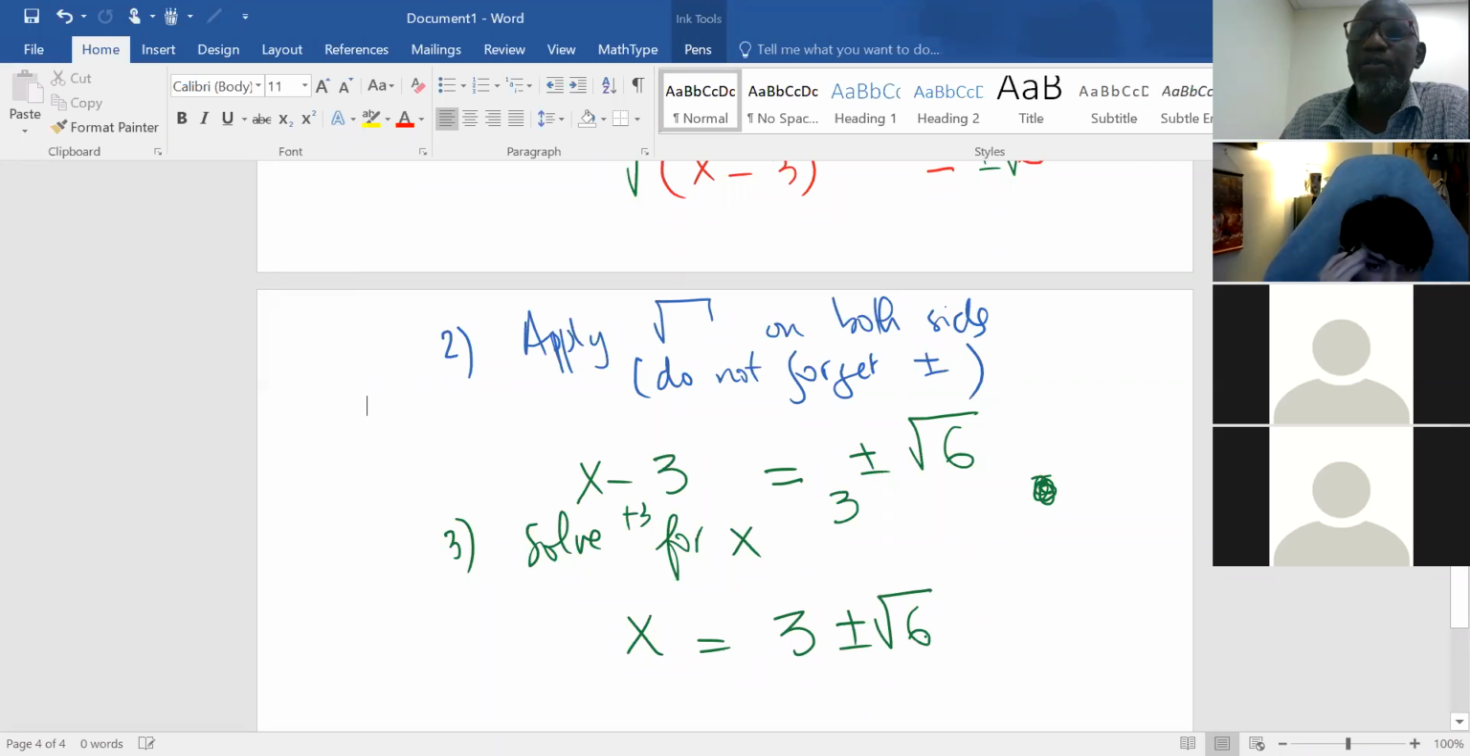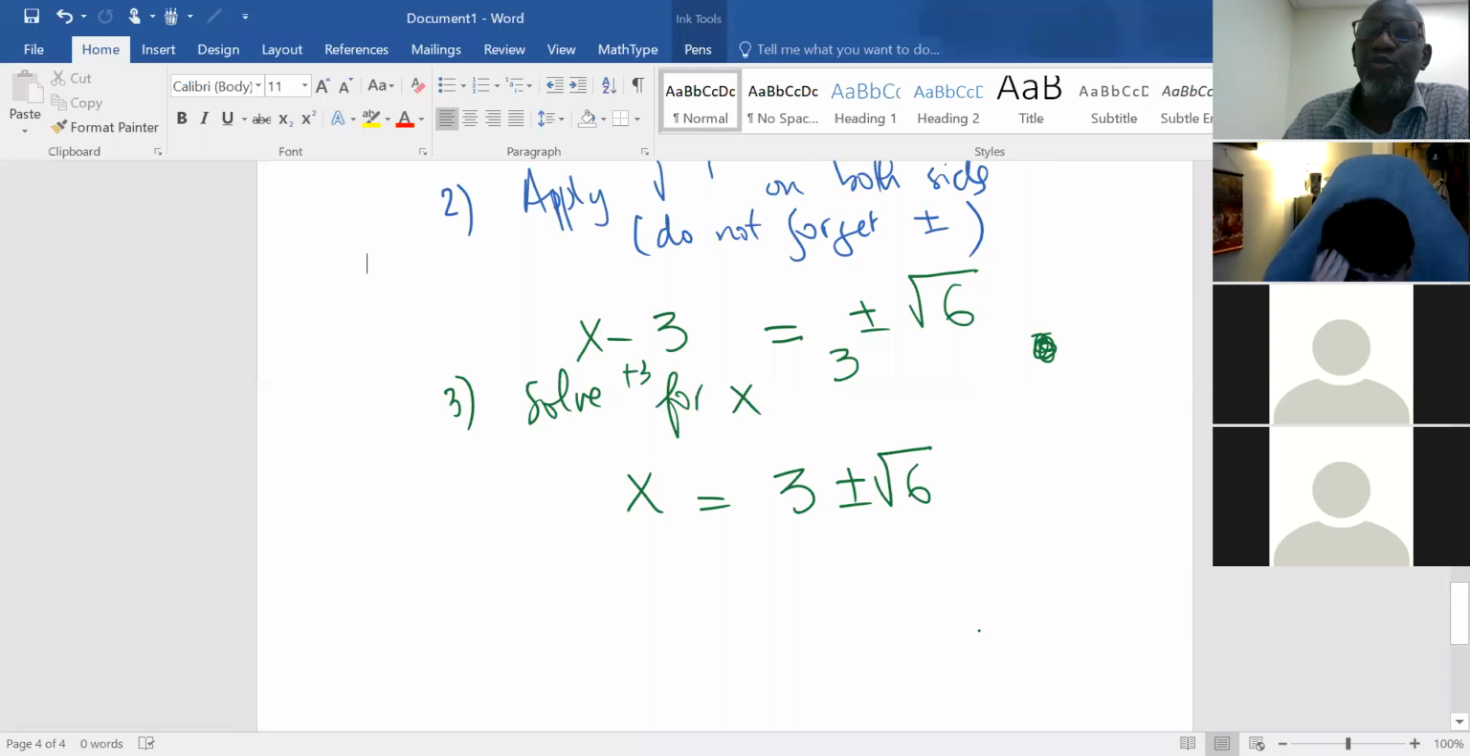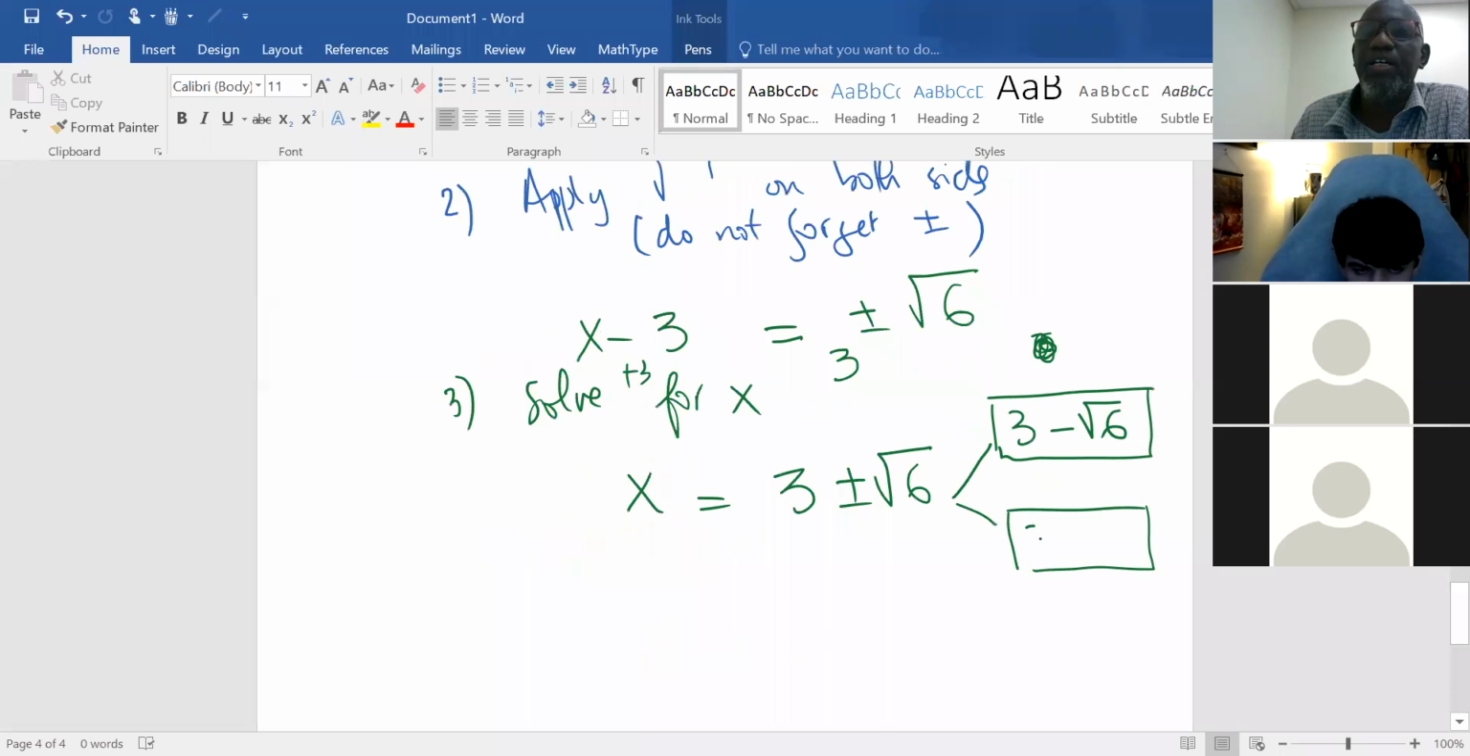If you are doing my open math and they give you 2 boxes to put the numbers in, what is the first number? 3 minus square root of 6. And this one is 3 plus square root of 6. Yeah. Okay.